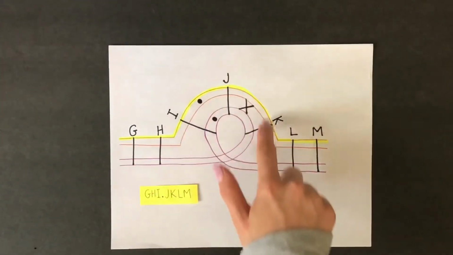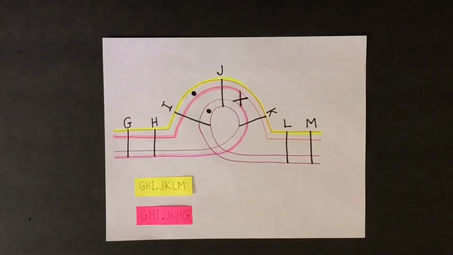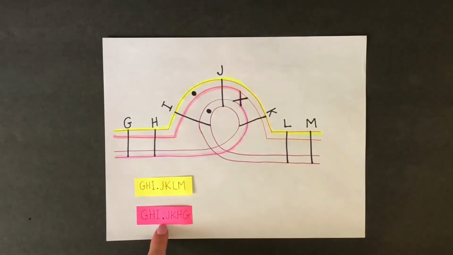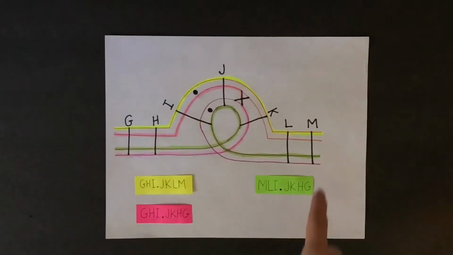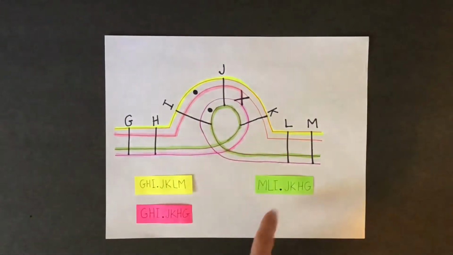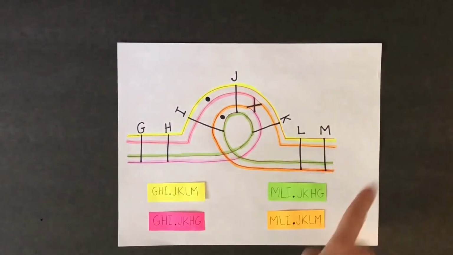Following this outer line, we get a chromatid with this sequence. Following this inner line, we get a chromatid with this sequence. Following this outer line, we get a chromatid with this sequence. Following this line, we get a chromatid with this sequence.